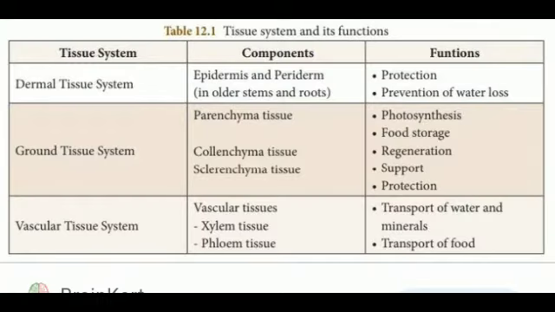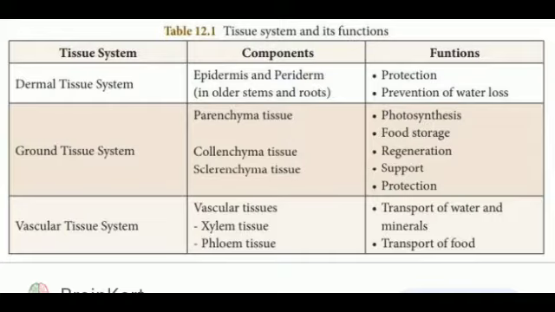Next, tissue system. Tissue system is classified into three types: dermal or epidermal tissue system, ground tissue system, and vascular tissue system. First, the dermal tissue system. Components: epidermis, and periderm in old stems and roots. Function: protection and prevention of water loss. Then the ground tissue system: parenchyma tissues, collenchyma tissues, sclerenchyma tissues. Functions: photosynthesis, food storage, regeneration, support, protection.